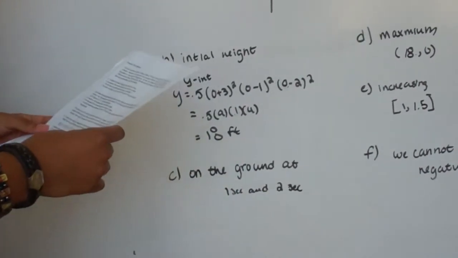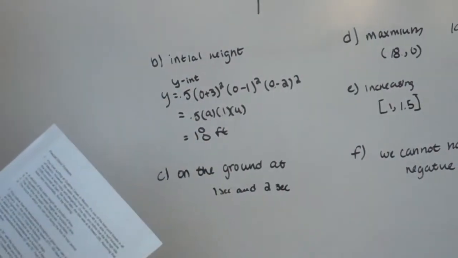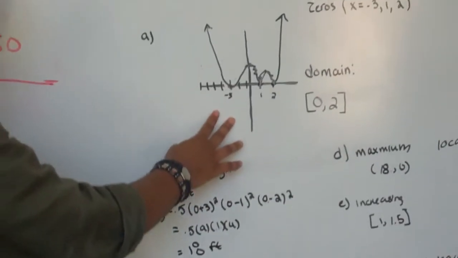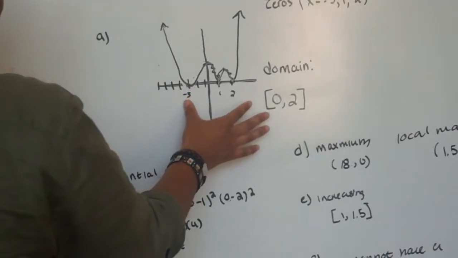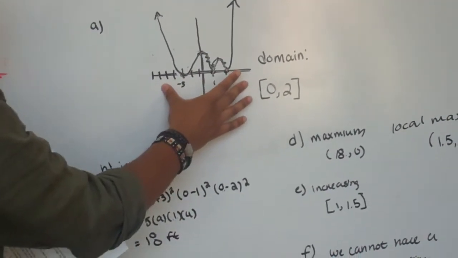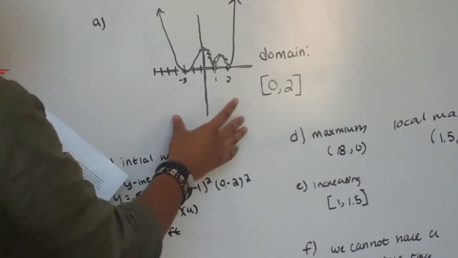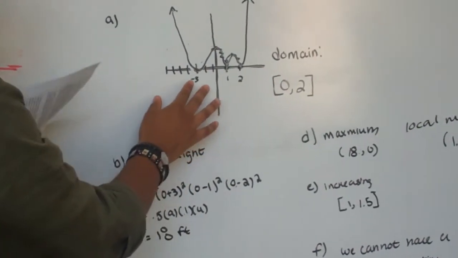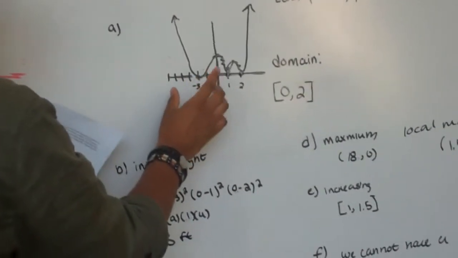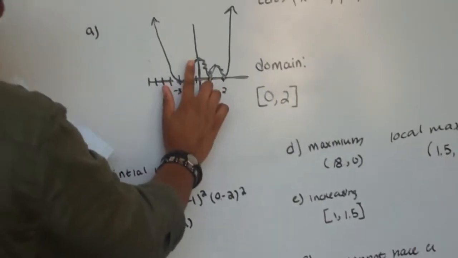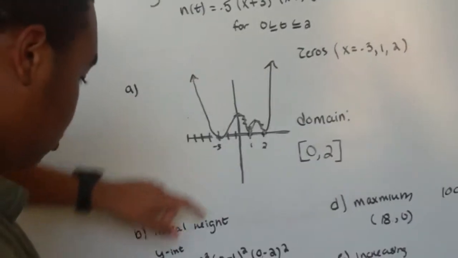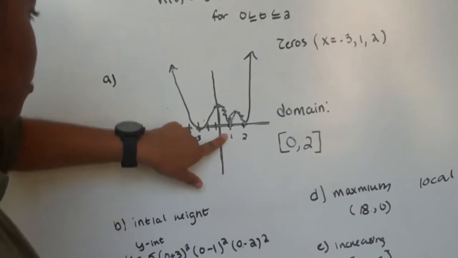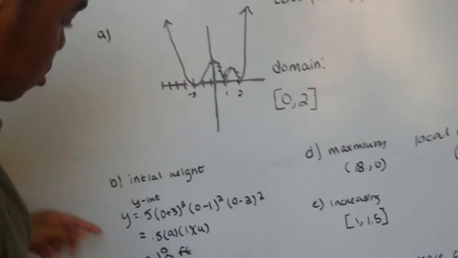The second part of the question asks, at what time is the clay on the ground? So going back to your graph, if you think about it, your x values represent your time and your y values represent your height. You cannot have a negative time, so the important part of the graph is from 0 and on. So it's on the ground at 1 second and 2 seconds.